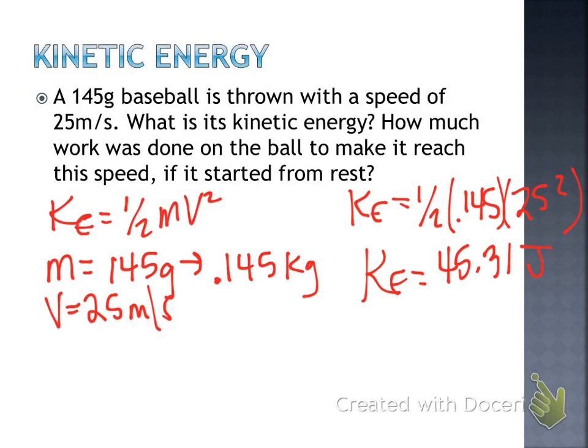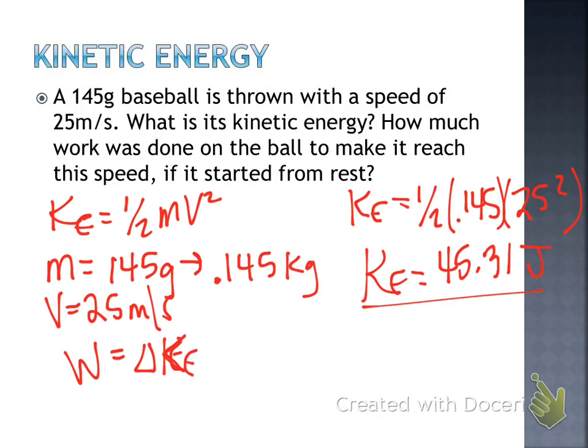It's important to know that only our velocity is squared. We're not squaring the whole entire term, just velocity is squared. So there's our first question. Now it asks us how much work was done to make it reach this speed if it started from rest. That means we're going to use our work-energy principle. So we're taking work is equal to delta KE.